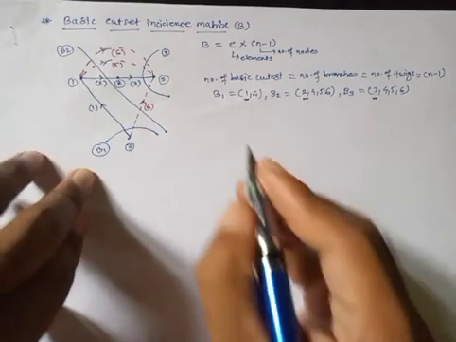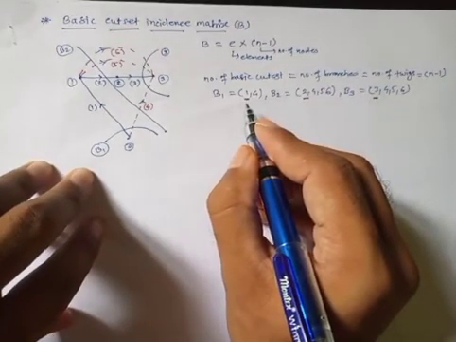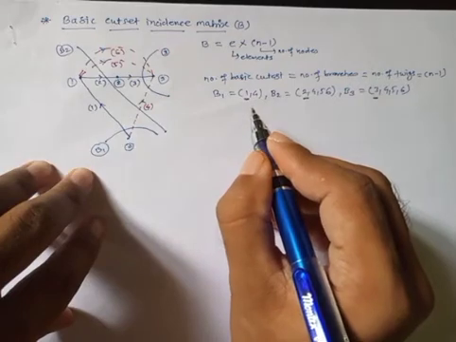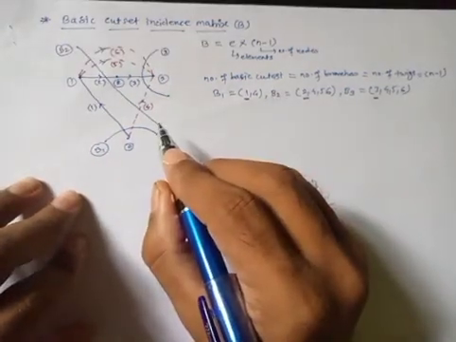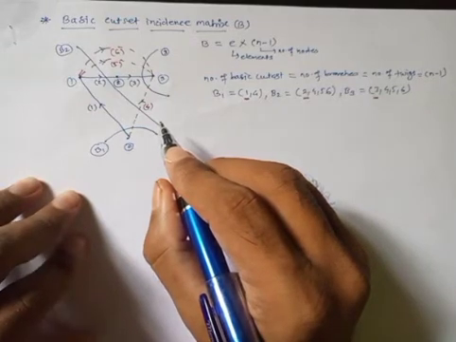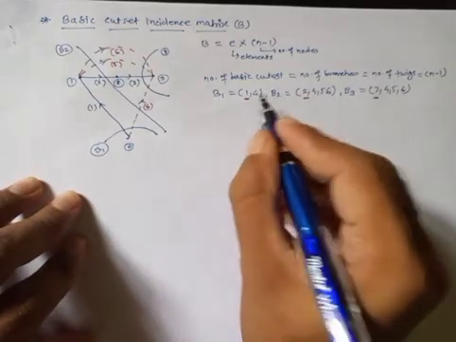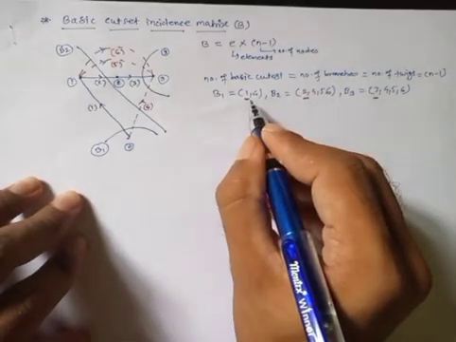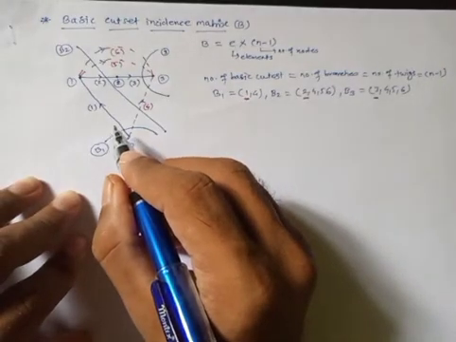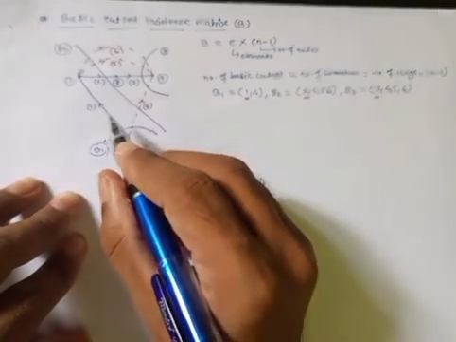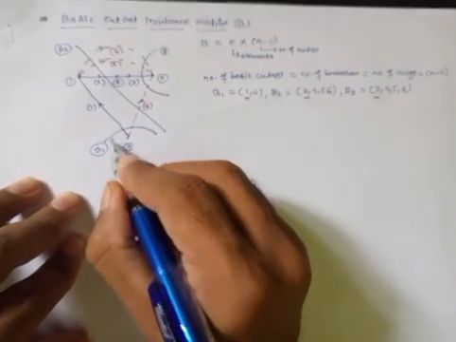So what will be the direction of the basic cut set? The direction of a basic cut set is decided by the branch involved in it. That means as per the direction of the branch, that will be the direction for the basic cut set. For example, we are considering basic cut set B1. In this the branch is 1, so we have to consider the direction of this particular branch number 1. So like this.